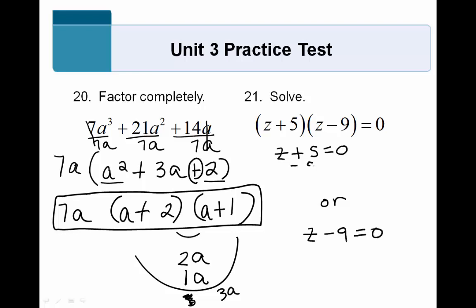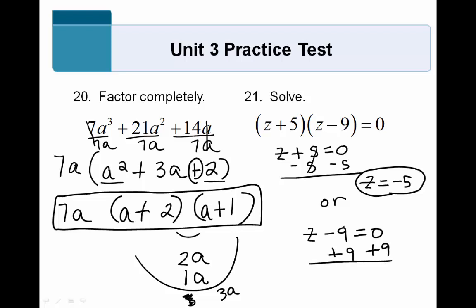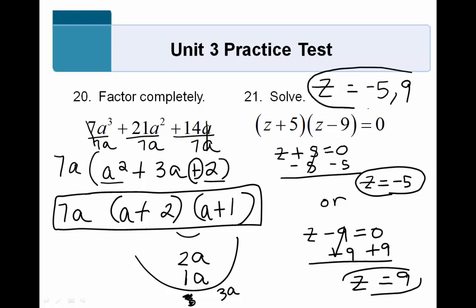So here we just solve each of these linear equations. We would subtract 5 from each side here. So that means z equals negative 5. Or here we would add 9 to both sides, which means z will equal 9. So those are the two solutions. Negative 5, 9. Those are the two values that make the equation true.